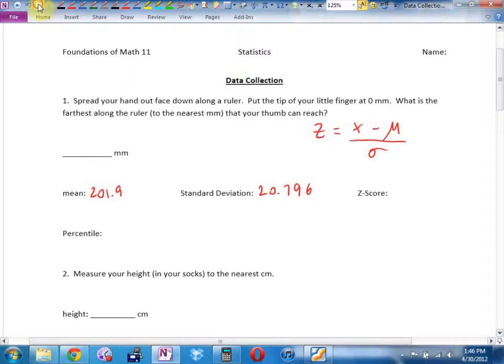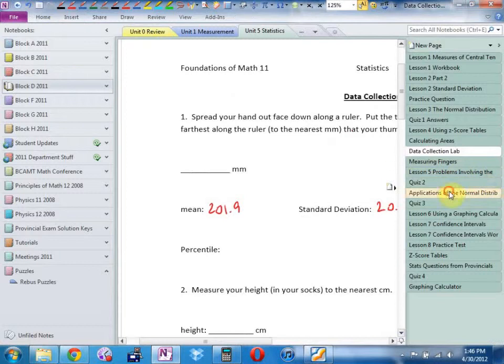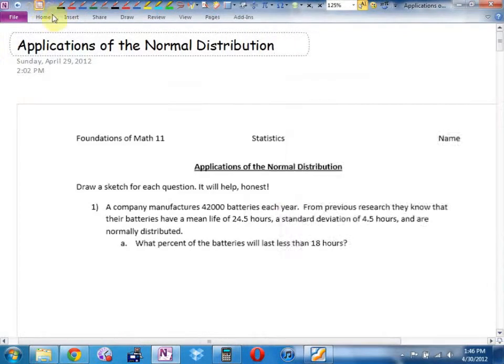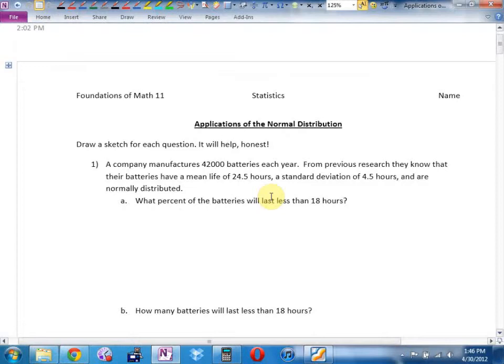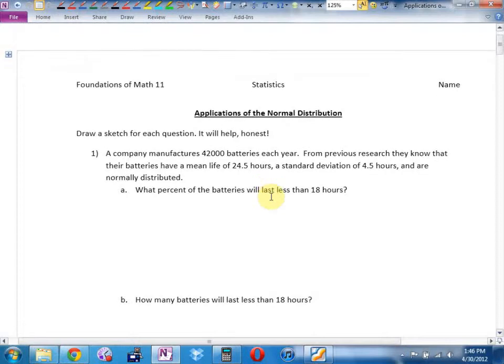Meanwhile, I just gave you applications of the normal distribution. And I said in the instructions, draw a sketch for each question. It will help, I'll show you what I mean. I thought the textbook lesson we did last day didn't include enough examples, so let's walk through this. Have your graphing calculator handy, and your Z-score sheet handy.